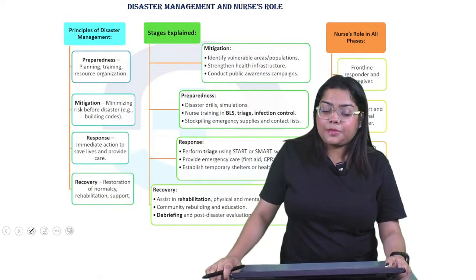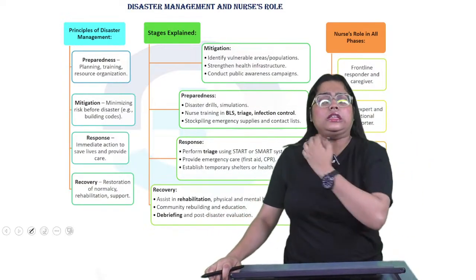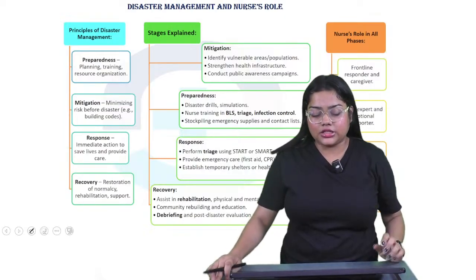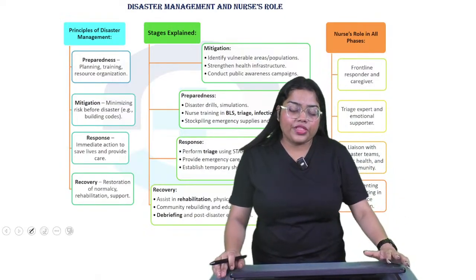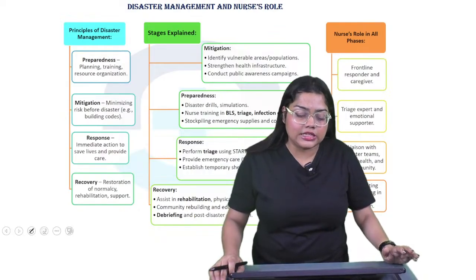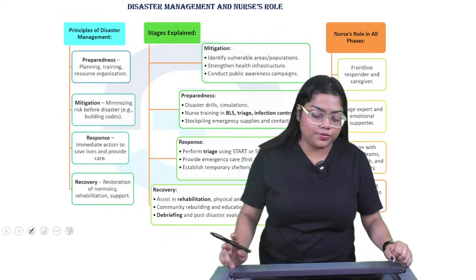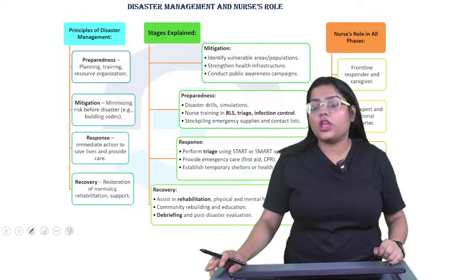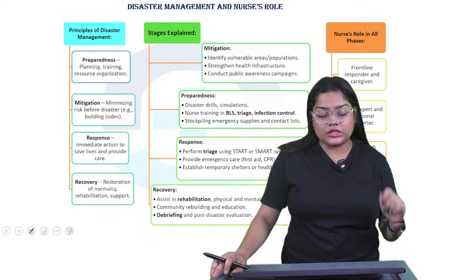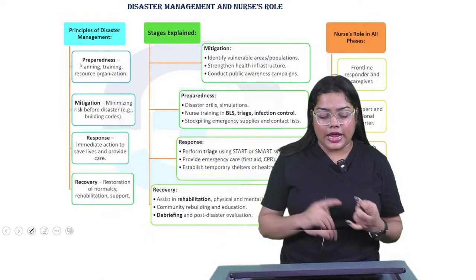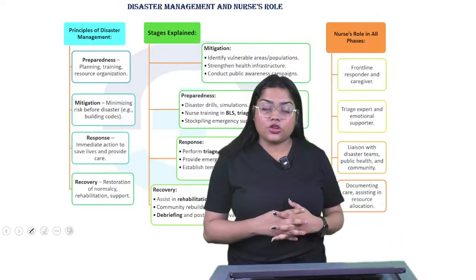Next is disaster management and nurses' role. We have seen the triads, right? We will see what disaster management is. There are different principles in disaster management such as preparedness, mitigation, response and recovery. What happens in the preparedness? Just before the disaster, we have to plan, train, and organize the resources.